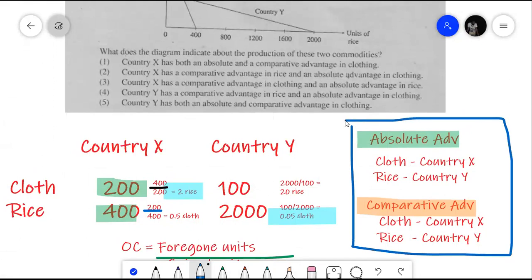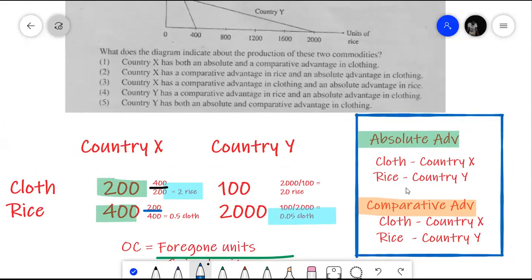Yes, right? They do have the absolute advantage and the comparative advantage. That is correct. So we'll look at the other answers also. Country X has the comparative advantage in rice. Comparative advantage in rice is in country Y. Wrong. Right? So I'm going to cut that off.